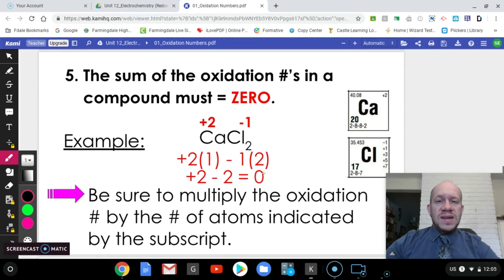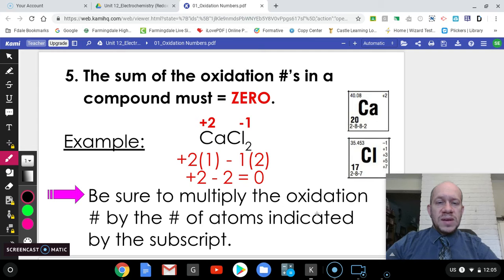5, the sum of the oxidation numbers in a compound must equal 0. So for example, calcium chloride, when I put those two elements together, the sum of them will be 0. So calcium, because it's in group 2, will have a positive 2 charge. Chlorine, because it's written at the back, will be that negative state. I have 2 chlorines here, so +2 times 1 calcium plus -1 times 2 will equal 0. So be sure to multiply the oxidation number by the number of atoms indicated by the subscript.